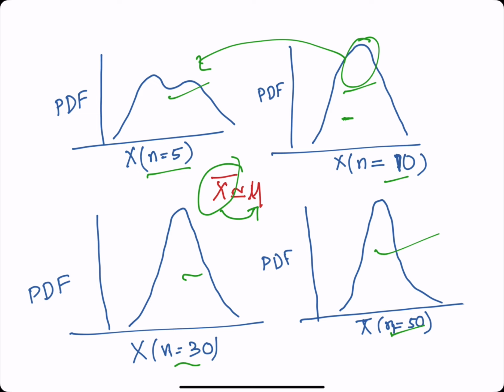Now, the standard deviation of the sampling distribution is also known as the standard error, and it is given by the standard deviation divided by the square root of the sample size, where sigma is of course the standard deviation and n is the sample size.